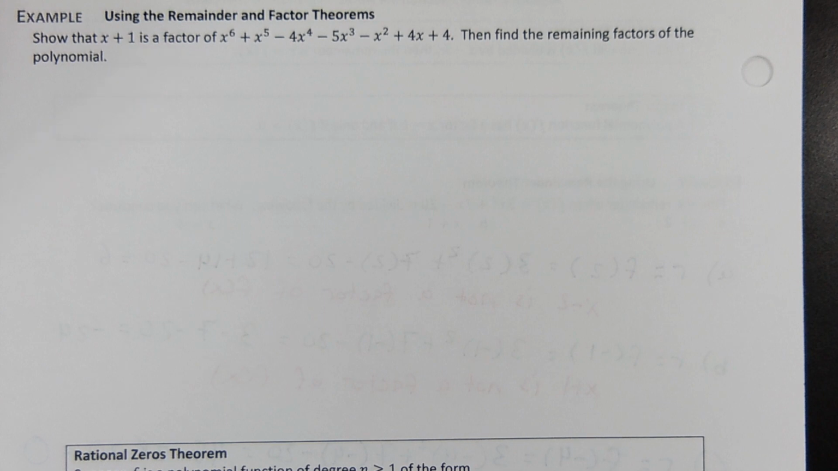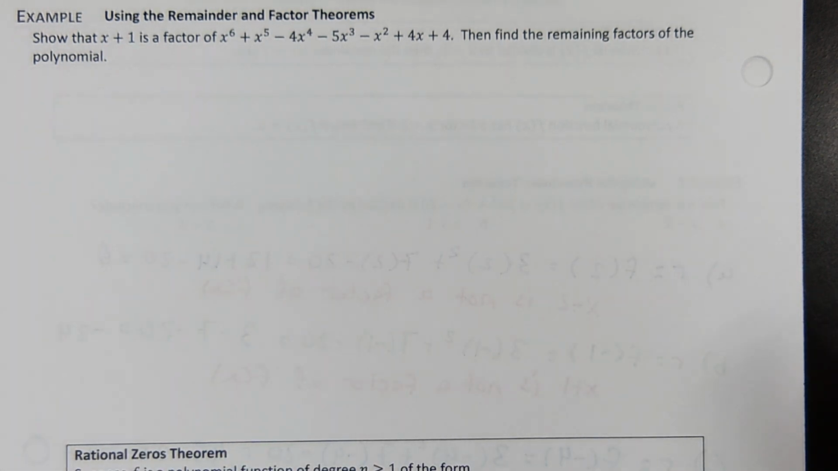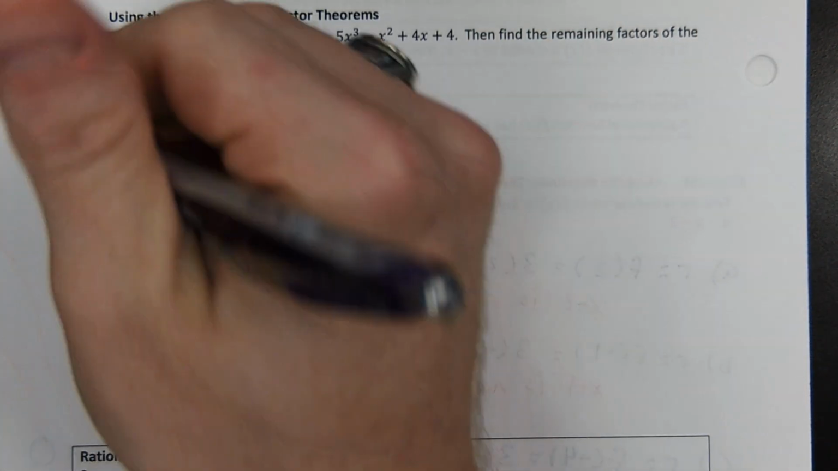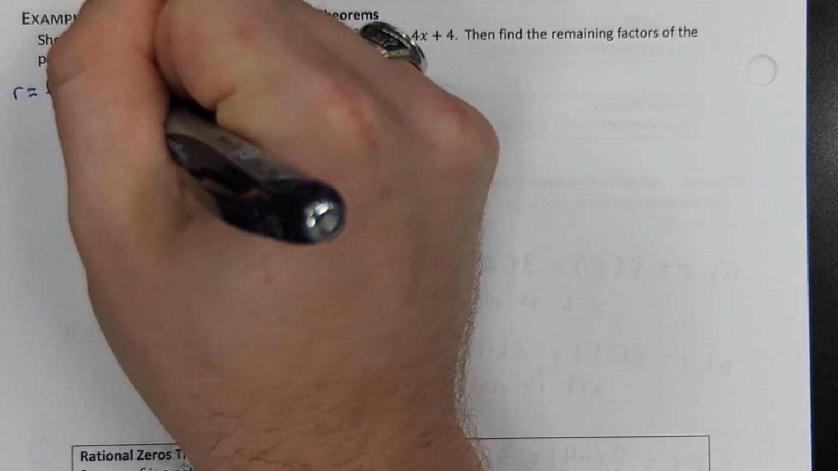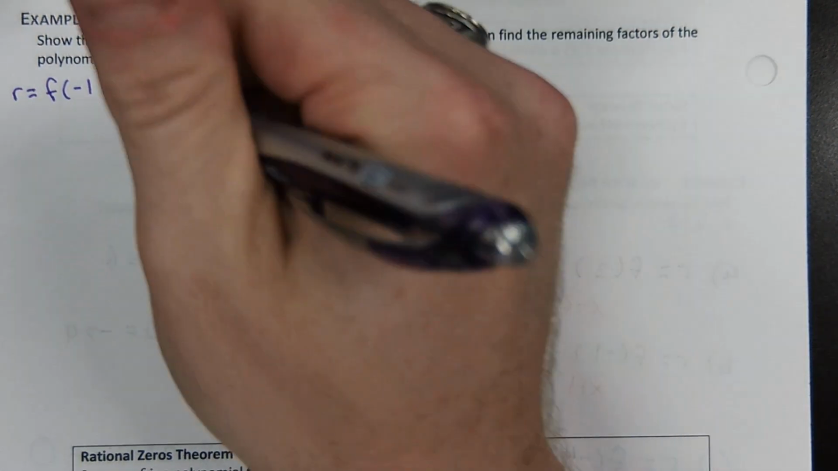Massive 6th degree polynomial. Once again, I'm going to give you one of the factors. I'm telling you that x plus 1 is one of the factors. We're going to use that knowledge to find the rest of the factors. But first, we have to show that x plus 1 actually is one of the factors. We have to prove it works. So use the remainder theorem again. As long as I get a remainder of 0, then I know it's one of the factors. I'll plug in negative 1 because that's the 0 of the divisor.